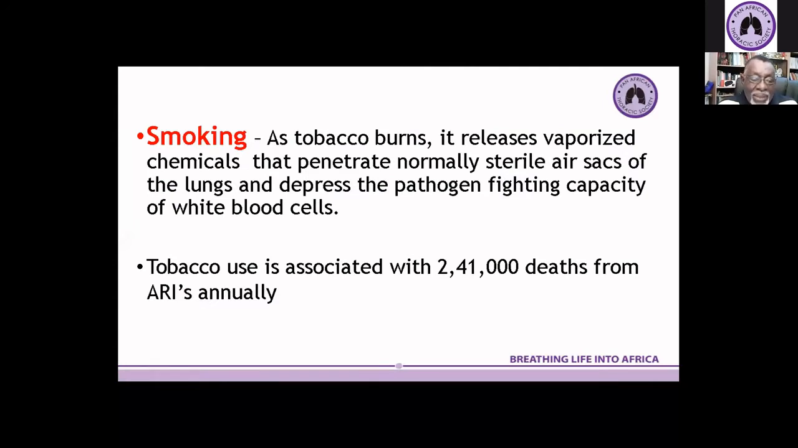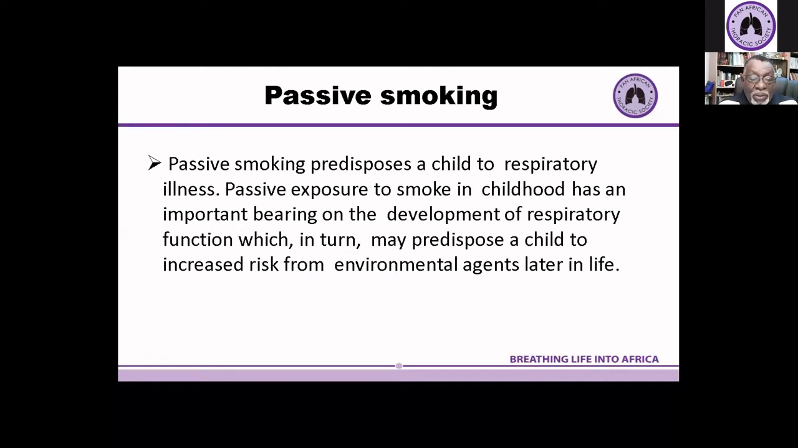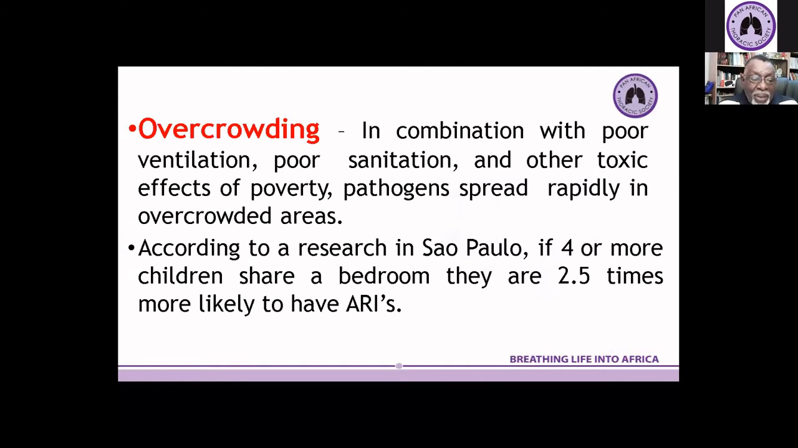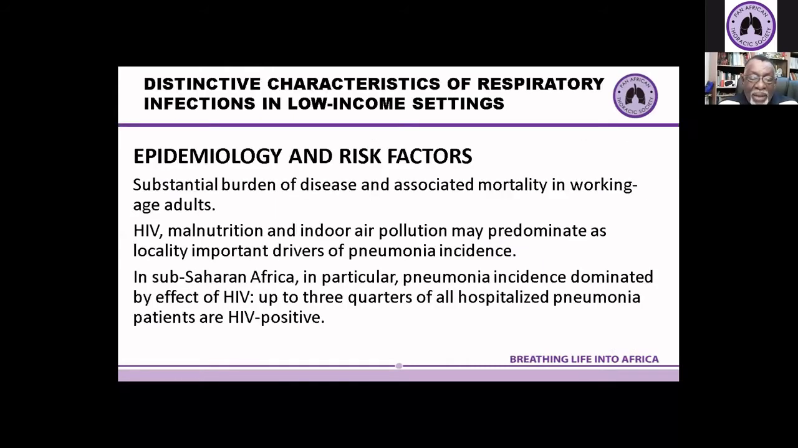Smoking also releases a lot of chemicals that we know very well and has been well studied as affecting the respiratory tract and predisposing to frequent infection, whether active or passive. Overcrowding, also common in sub-Saharan Africa, particularly in the slums with poor ventilation, are all factors that predispose to infection.